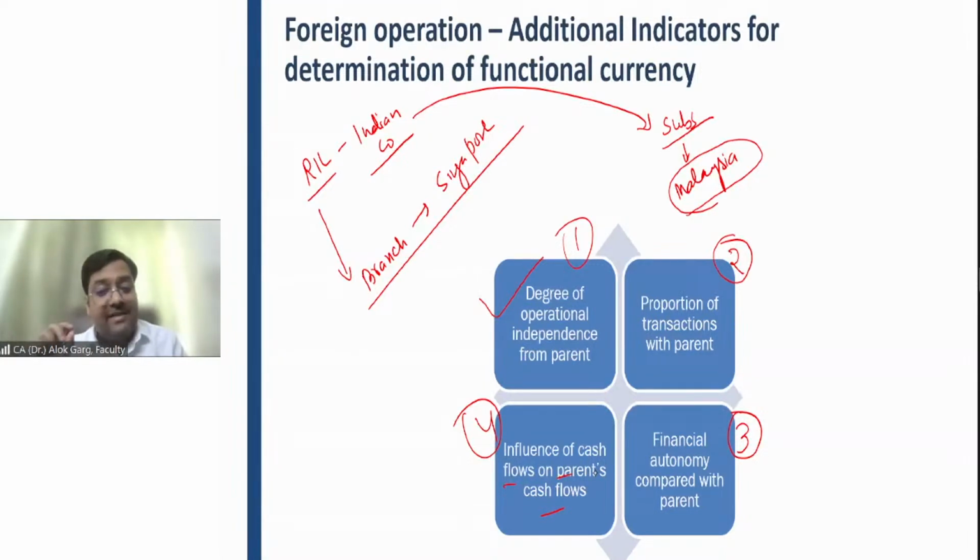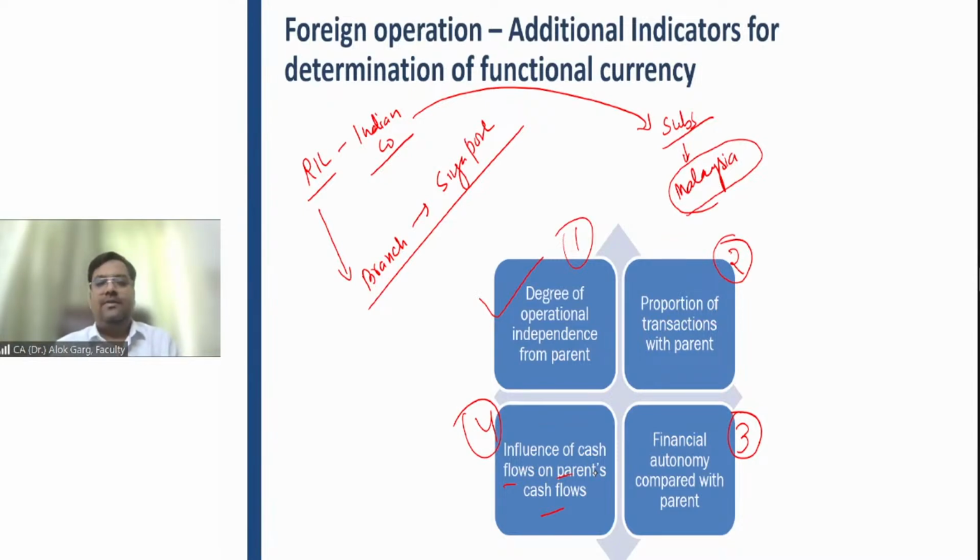That is why it is important to identify the functional currency of your entity, which is RIL. And that is why it is important to identify the functional currency of this branch, which is in Singapore, or the subsidiary, which is in Malaysia. Now the CFO has understood. Now the CFO asks, Madam, how do you identify that?